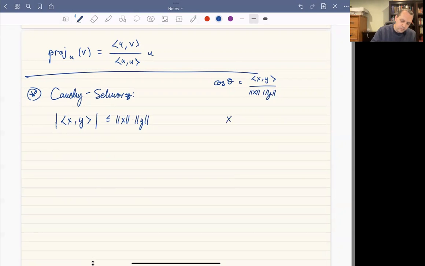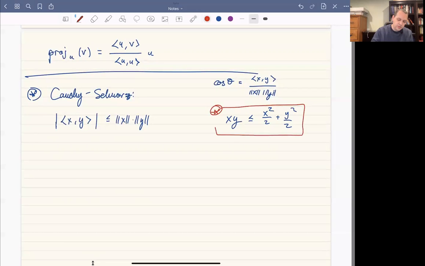So if you think about the dot product, Cauchy-Schwarz says that x times y is going to be less than or equal to x squared over 2 plus y squared over 2. This is kind of the elementary version of Cauchy-Schwarz. You can talk about this without talking about any inner products or vector spaces at all, of course, but Cauchy-Schwarz is a super, super useful inequality.